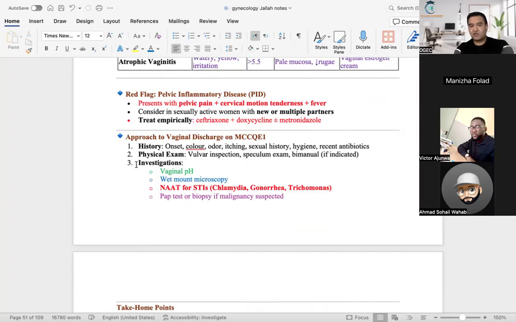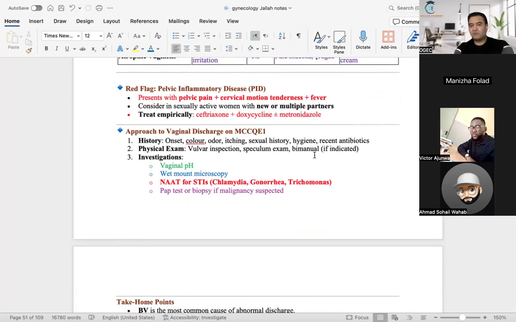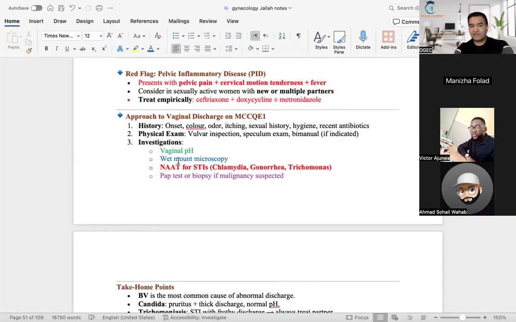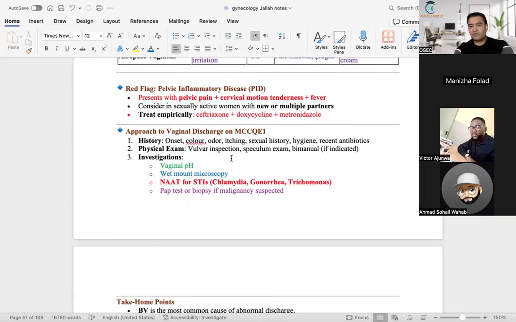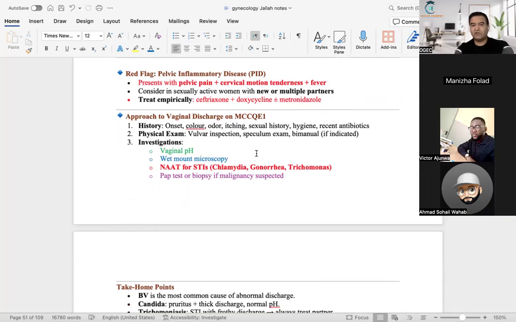Approach to vaginal discharge on MCQ-A1. History: everybody knows what to do on the history, OCD, PQRST, COCA-P. And physical examination: vulvar inspection, speculum, bimanual if indicated. Investigation: vaginal pH with wet mount microscopy. It's not very specific, but very helpful in supplementing or completing your diagnosis. NAT, remember the NAT for sexually transmitted infection. This is the best and confirmatory test. If they test you, they will definitely test you on NAT. Pap test or biopsy if malignancy is suspected.